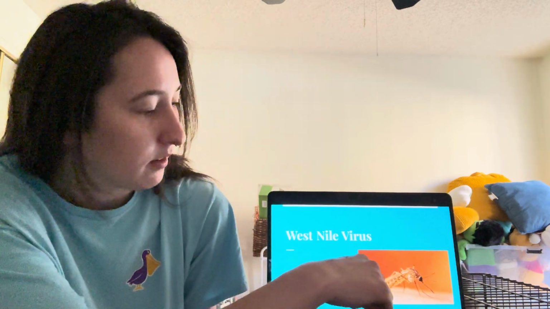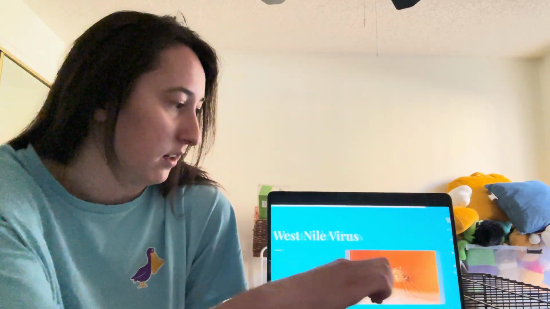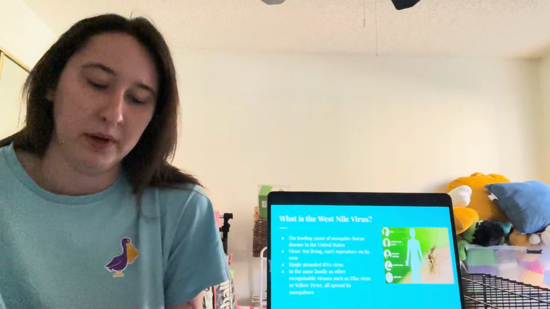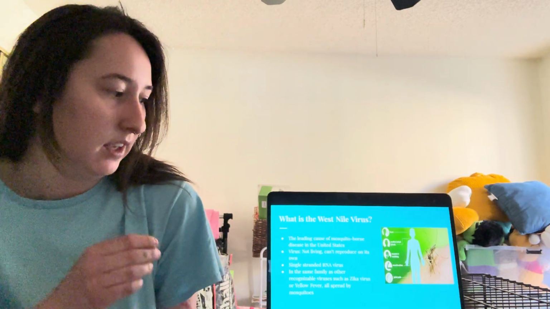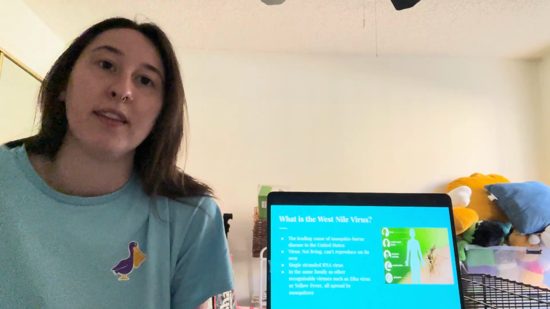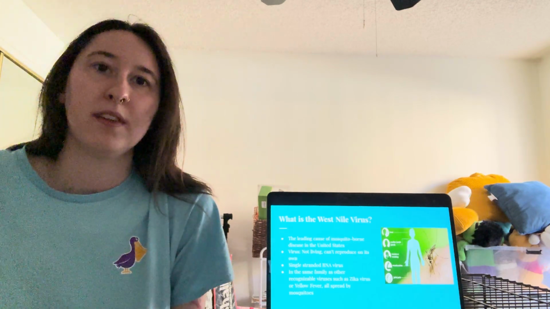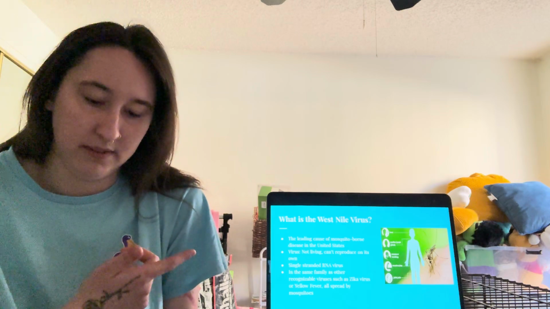And in this picture is a mosquito stinging human skin. So what is the West Nile virus? It's a virus and it's the leading cause of mosquito-borne disease in the entire United States. Most diseases caused by mosquitoes is West Nile virus.